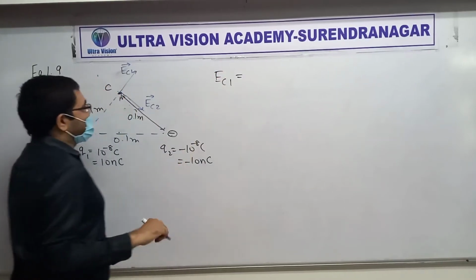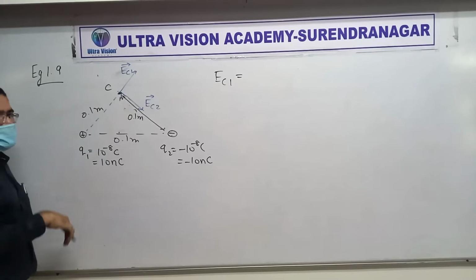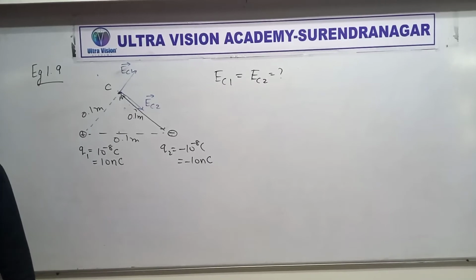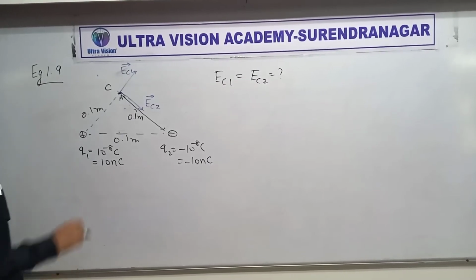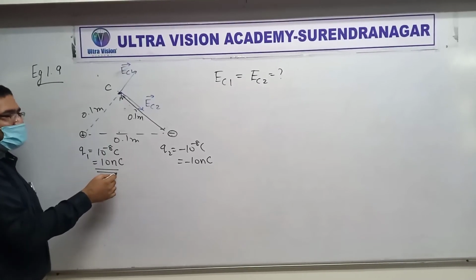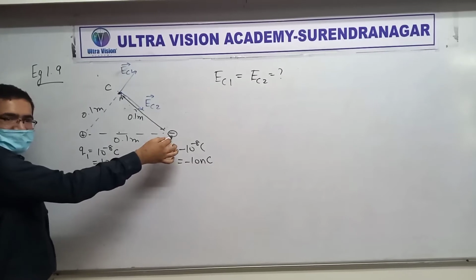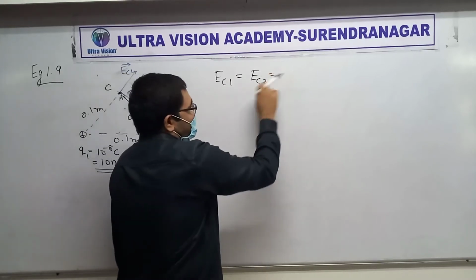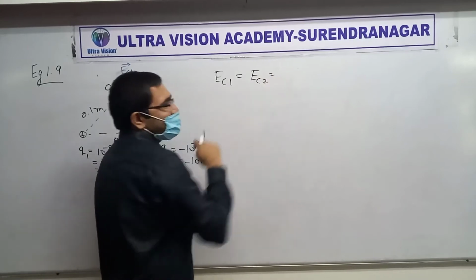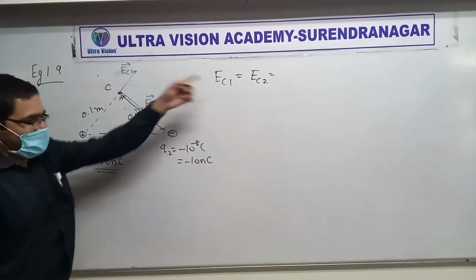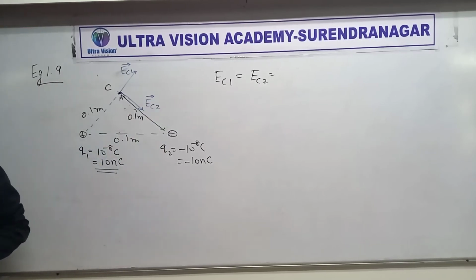EC1 in magnitude. Do you realize that EC1 and EC2 will be same? Yes. Or not? Same. Why so? From here to here, distance 0.1 and charge value 10 nano. From here to here, distance same 0.1 and charge magnitude same. So because the magnitudes are same, the electric fields EC1 and EC2 in magnitude are also same. Okay? How much? Can someone tell me? Raise your hand. You need to find that in your notebook. Come on, find it and tell me what's the answer.